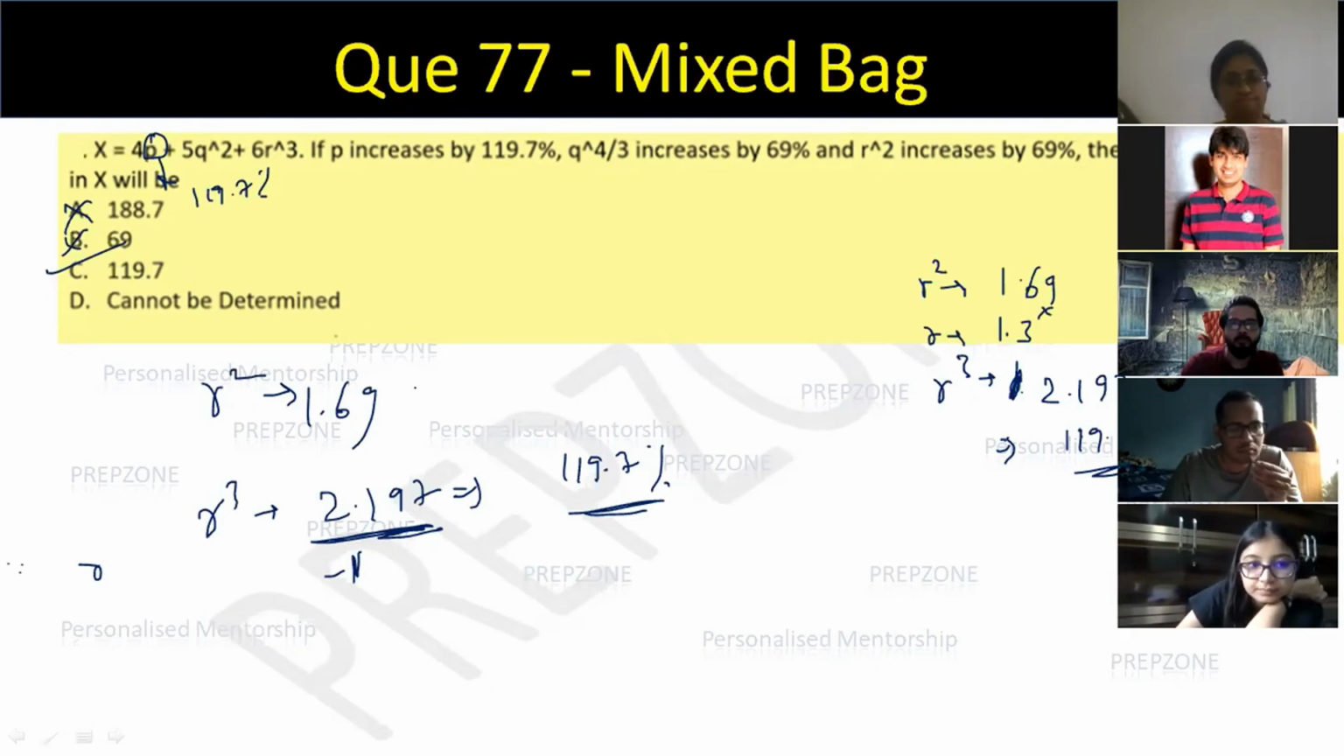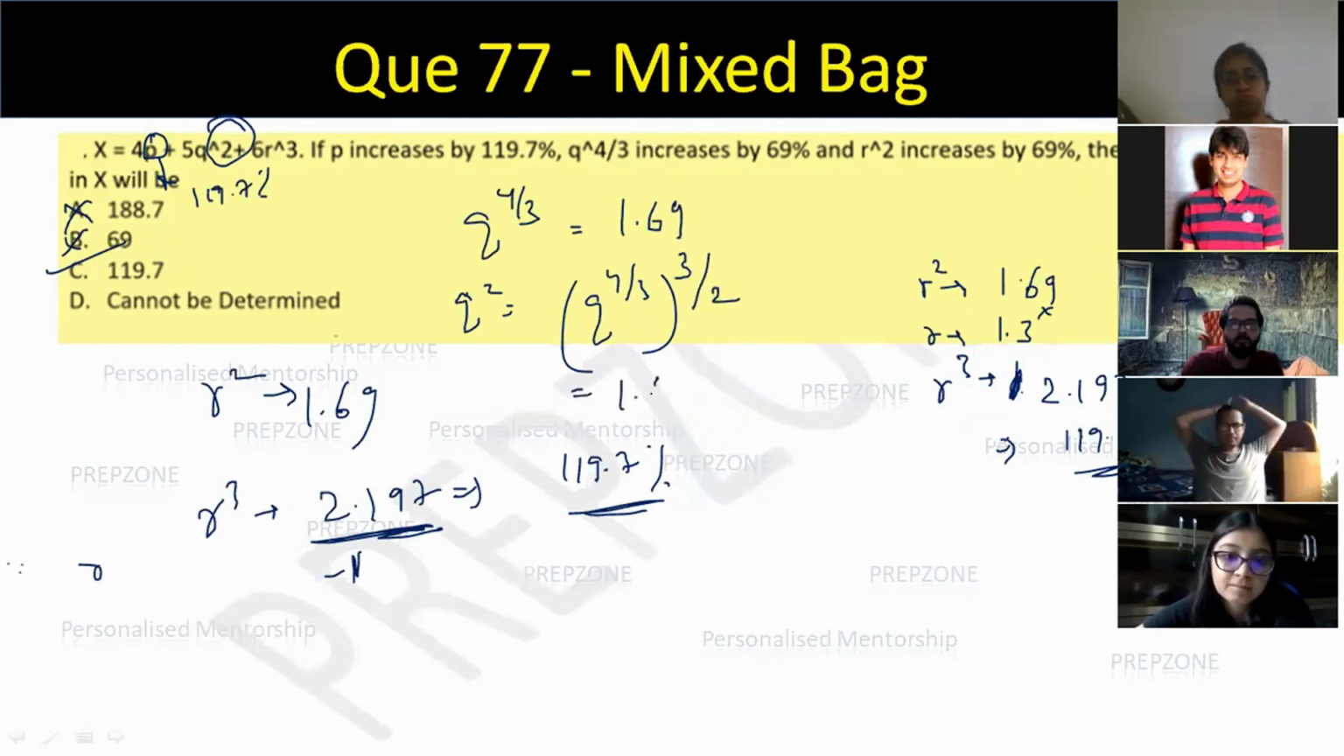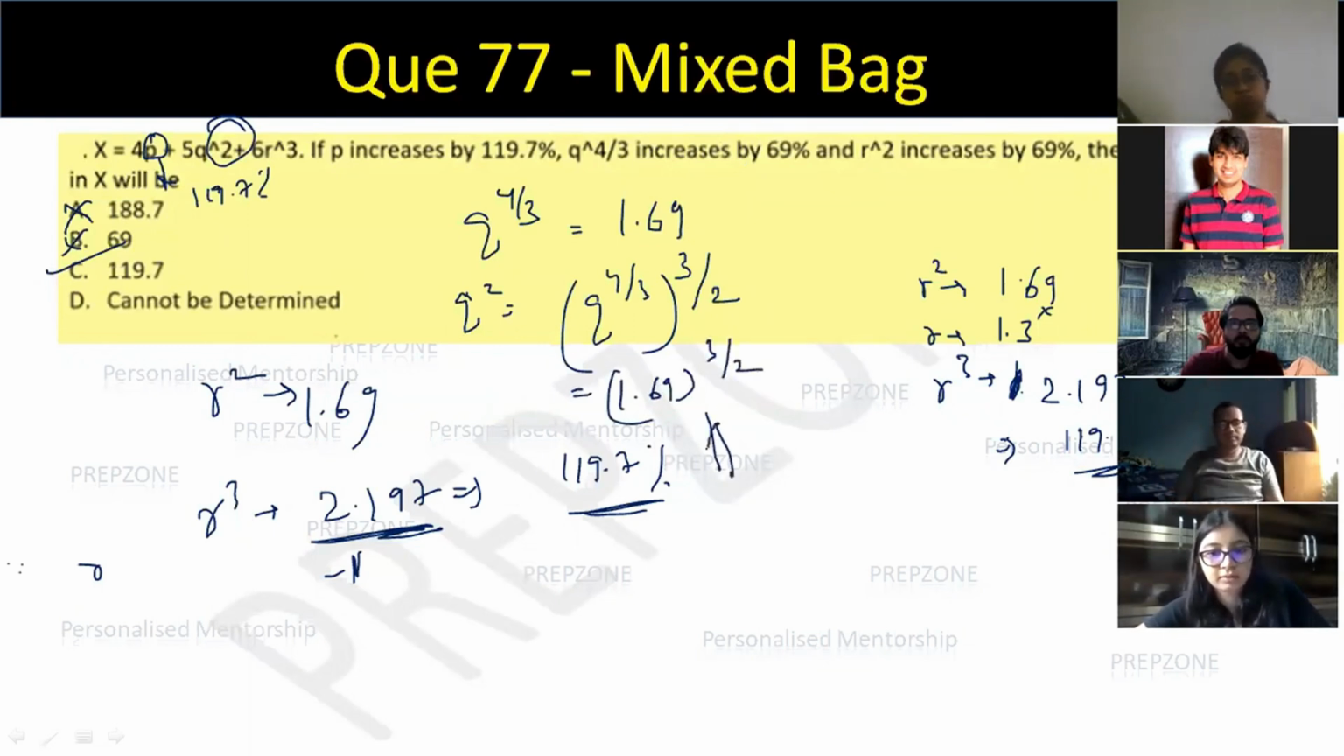Yes. Okay. Similarly, calculate Q. See that Q to the power 4/3 is 1.69. Okay. So what do you actually want? You want to have Q square here, right? So how do you generate Q square? Q square is nothing but Q to the power 4/3. First remove this power 4/3, so you will have a cube and then divide it by 2, right? Now Q to the power 4/3 is increasing by 69%, which means it is 1.69 to the power 3/2. Okay. Again, same thing: 119.7. 1.3 the whole cube, which we have already calculated, so it solves your problem.